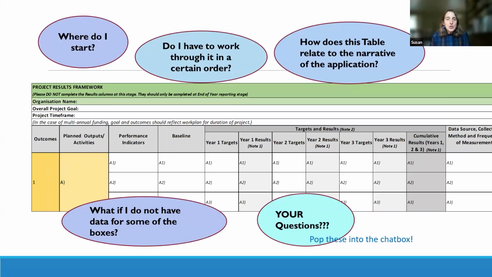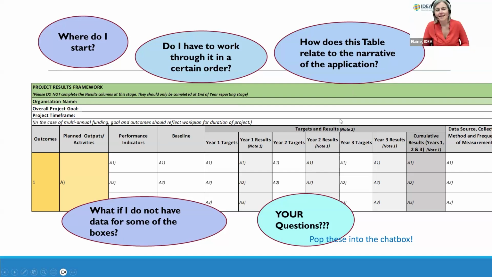Like, where do I start? Do I have to work through it in a certain order? How does this relate to the narrative form? What if I don't know what to put in the boxes? And then, you may have some questions all of your own. And when we were doing this workshop live, we'd ask people to put them in the chat box. Can you think of any questions, Elaine, that some people would ask when first looking at it?